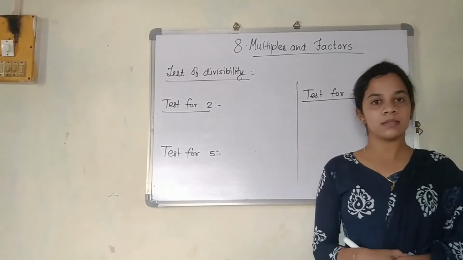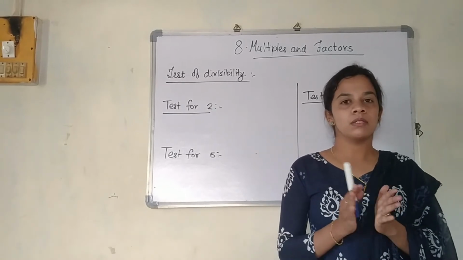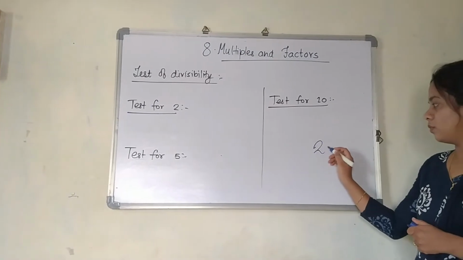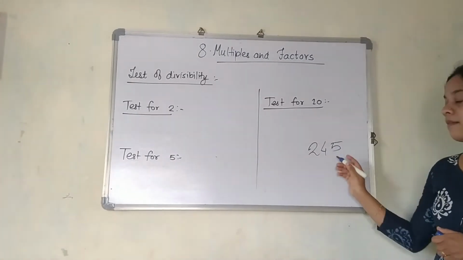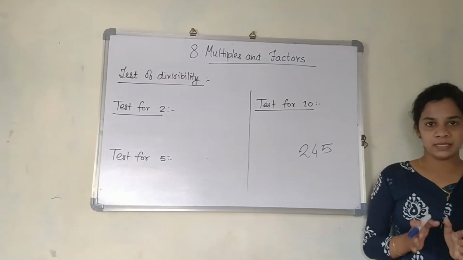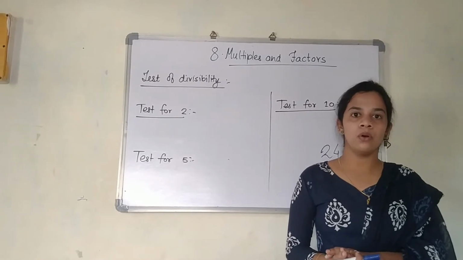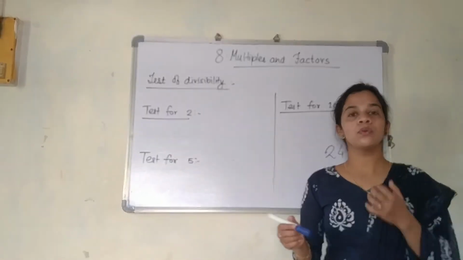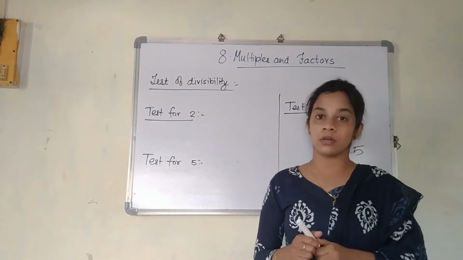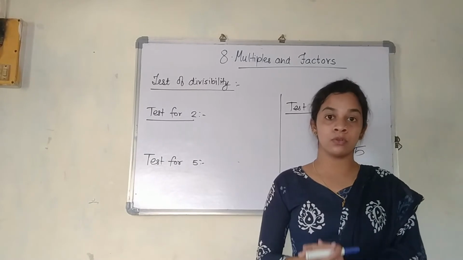What actually these tests are, that we are going to study now. Basically when the numbers are too big, for example if you consider 245 number, and I have told you to find out the factors of 245. Basically you are in 5th standard now. So we are not going to search for each and every number. We require a small trick, a shortcut for this. So this test of divisibility is nothing but the shortcut for you.